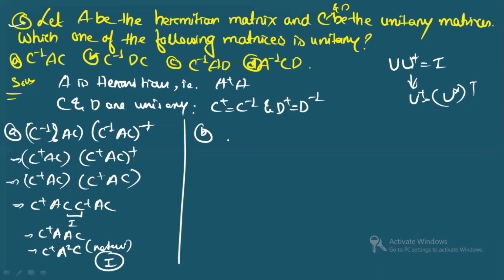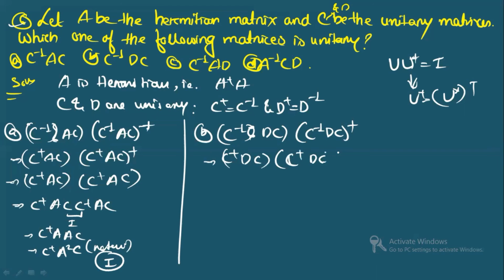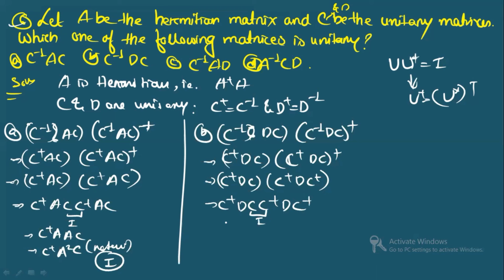Similarly, we will check option B. So it is C inverse DC, and C inverse DC dagger. C inverse is C dagger, so this is C dagger DC as it is. And here you can write C dagger D, C dagger, then D, C dagger. Clear? So C dagger, D, C dagger, D, C dagger. This is the identity matrix, so this will be only C.